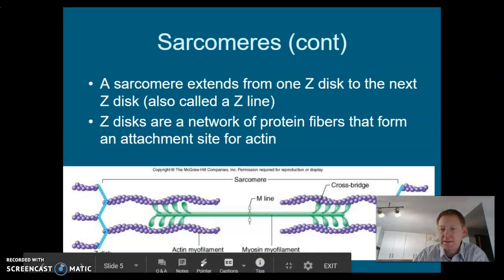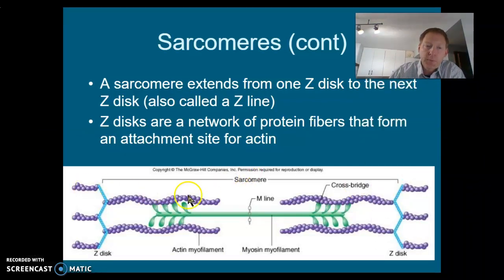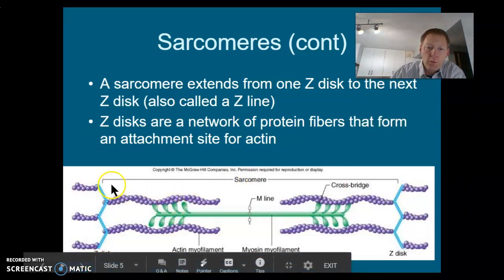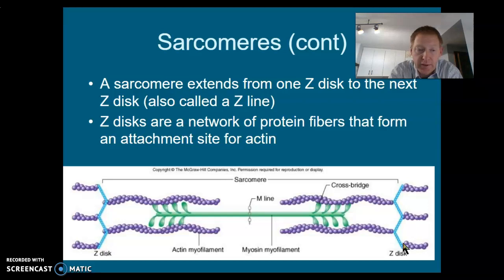So this is a sarcomere, and I'm going to move myself up here. The functional unit, this sarcomere, goes from what is called a Z disc, and these are the Z discs right here. So from one Z disc to the next is considered a sarcomere. Just so you know, the Z disc can also be called a Z line. They're interchangeable. I've seen them both ways, even within the same textbook.